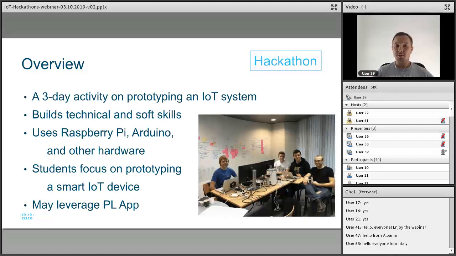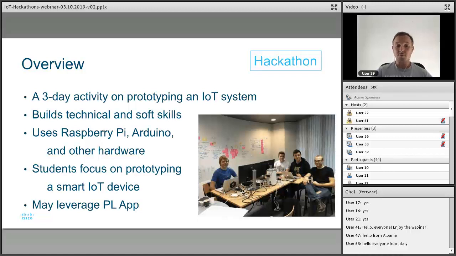And usually it is a three-day activity with real prototyping, with applying real technical skills of programming, working with Raspberry Pi, working with Linux operating system, programming Arduino controllers, using electronic components, and well, a whole variety of technical skills.